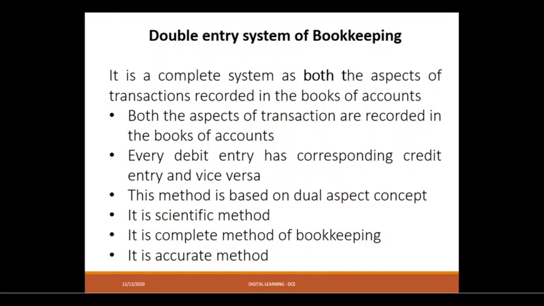As per this system, a financial transaction affects two aspects, that is, receiving the value and giving the value, or the debit aspect as well as the credit aspect of it. The system of making two or double entries of equal value in two different accounts on opposite sides in the books of accounts is known as the double entry system of bookkeeping.